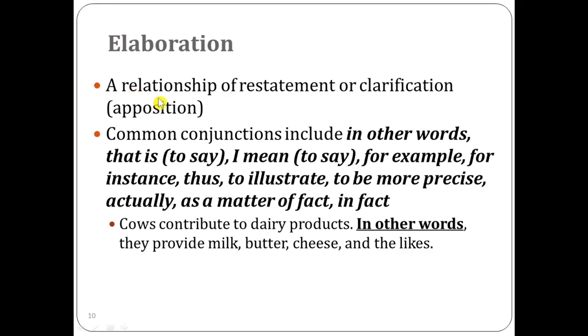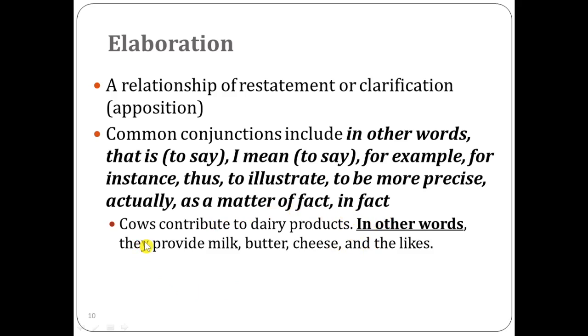We begin with elaboration. Elaboration is a relationship of restatement or clarification. For example, the common conjunctions that we use in elaboration for clarifying or restating are in other words, that is to say, I mean to say, or I mean, for example, for instance, thus, to illustrate, to be more precise, actually, as a matter of fact, or even in fact.